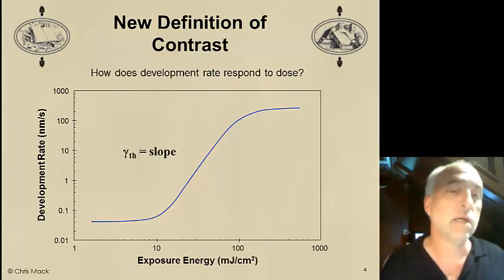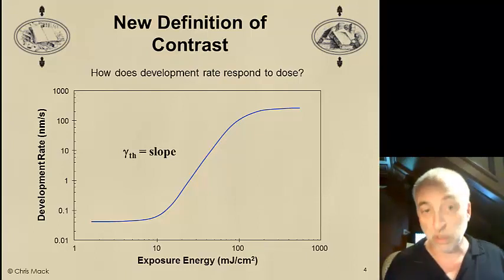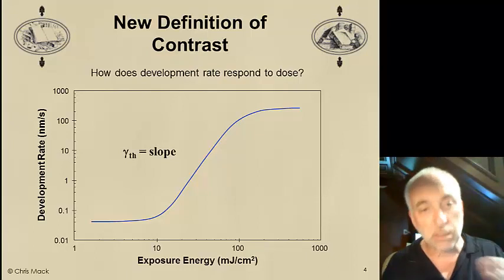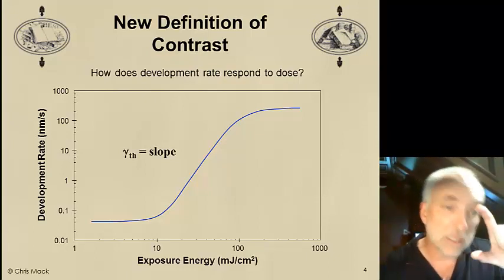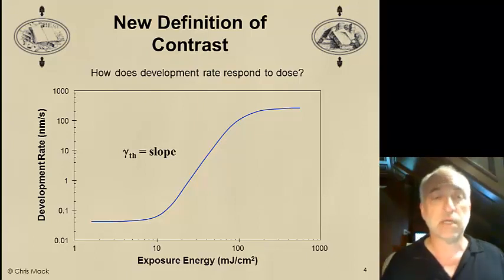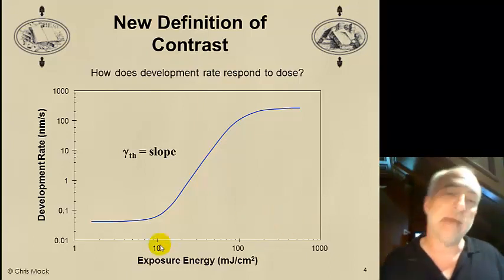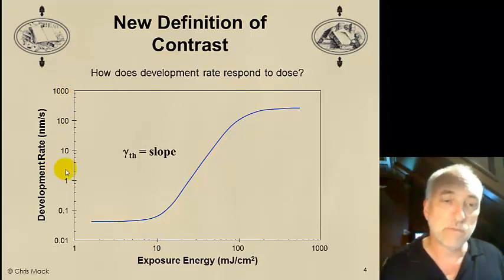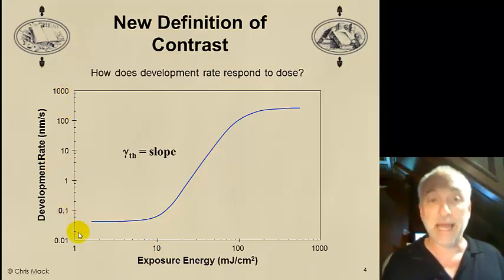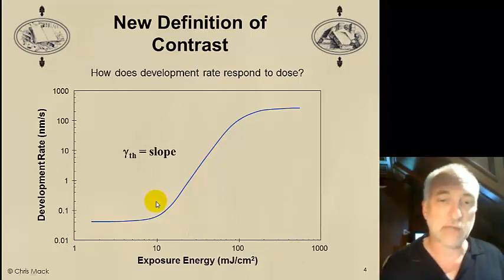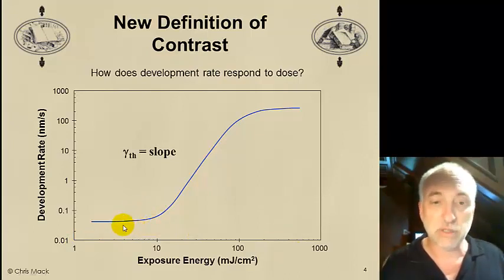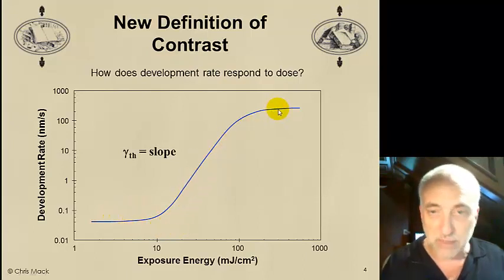This is a plot of development rate versus exposure dose. It is measured using something called a development rate monitor. This is a tool that can measure in real time the thickness of the photoresist as it is being developed. And because of that, we can extract from that thickness versus time curve the development rate. By varying the exposure dose, we can measure the development rate for different doses and plot them on this log-log curve.